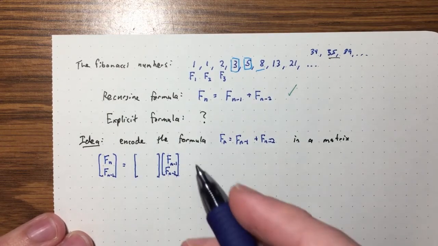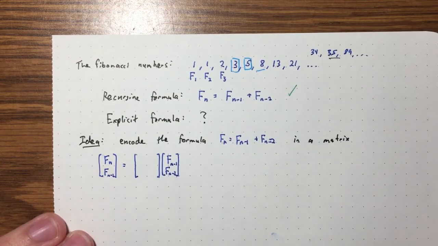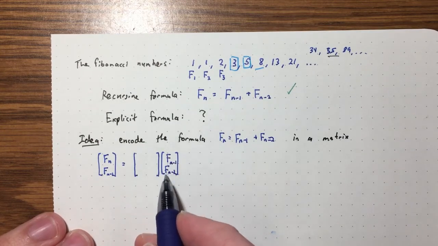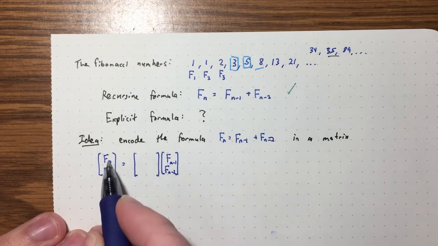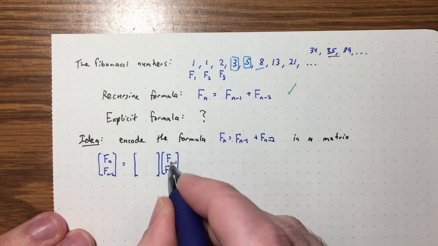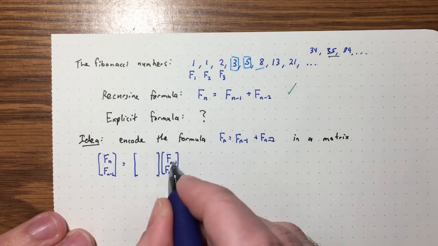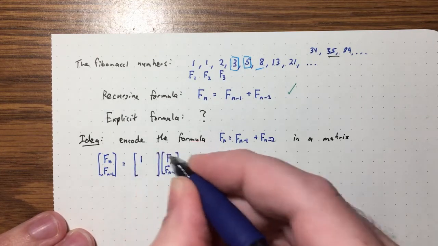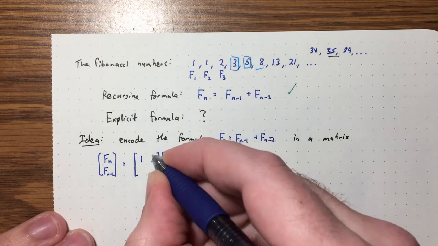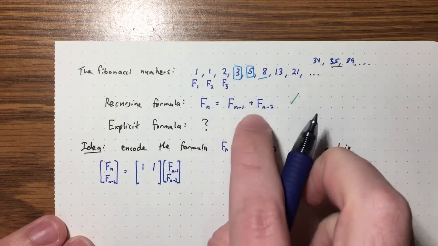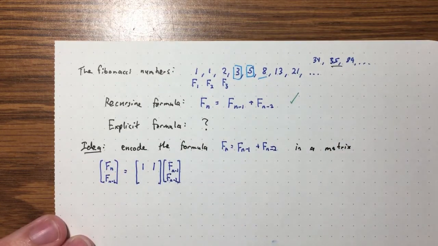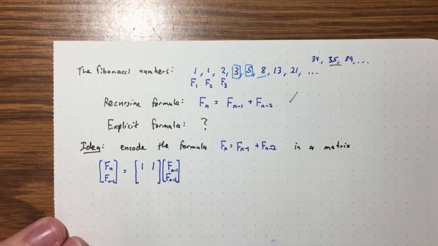Well, what should this matrix be? Let's look at the multiplication. If I do this one times that one, I should get fn. So what linear combination do I want? I want 1 times fn minus 1, and then 1 times fn minus 2. I just want to add those and get fn. So that top row is just going to have 1s in it.